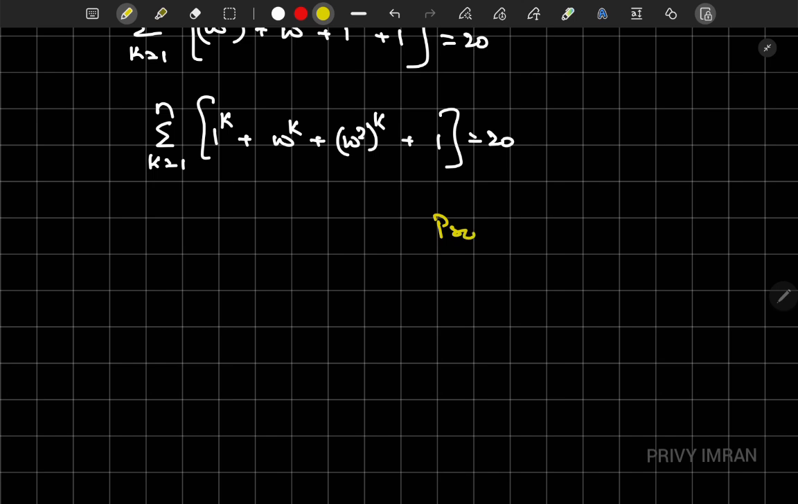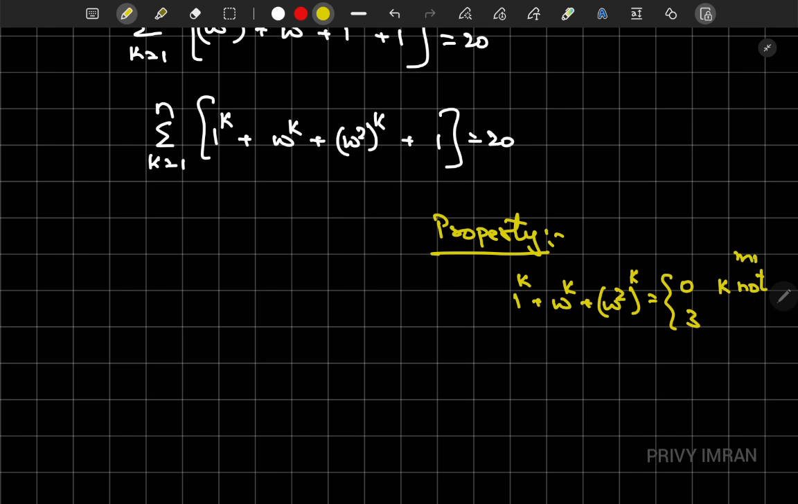Now there is one property from cube root of unity, where 1 power k plus omega power k plus (omega square) whole power k value is 0 where k is not a multiple of 3, and it is equal to 3 when k is a multiple of 3. Okay, this is one property in cube root of unity.